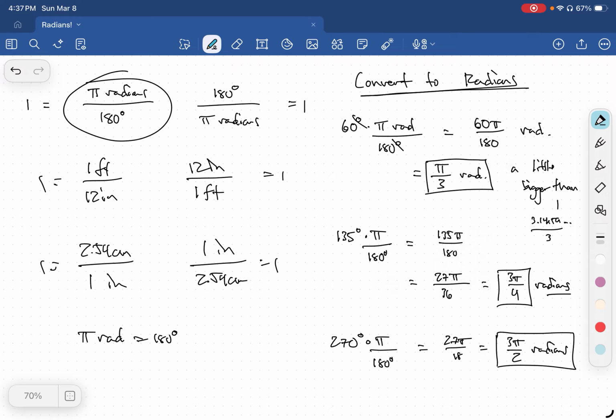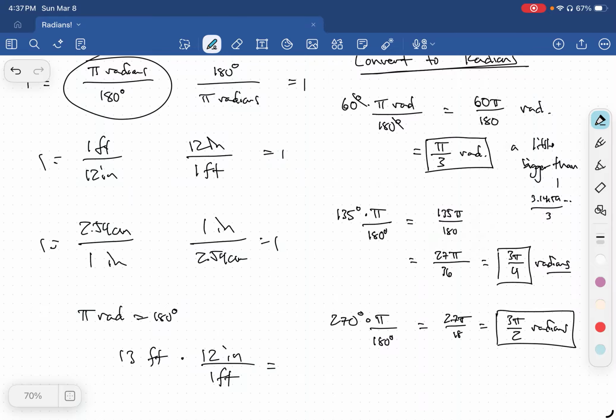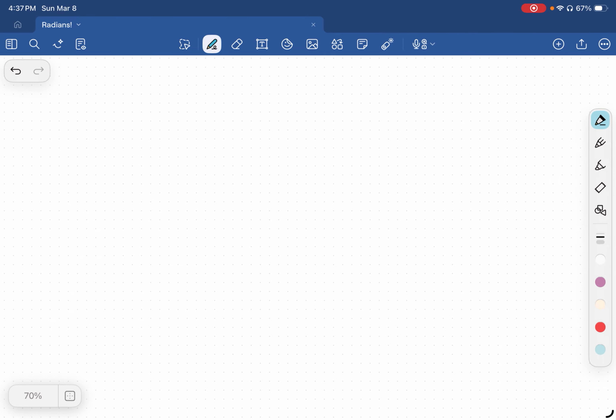Okay, so when you're converting from degrees to radians, you're going to multiply by pi radians over 180 degrees. Just like if you had feet and you wanted to convert to inches, you'd multiply by 12 inches over 1 foot, right? And you would get your answer in inches. Now let's suppose instead we want to convert from radians to degrees.